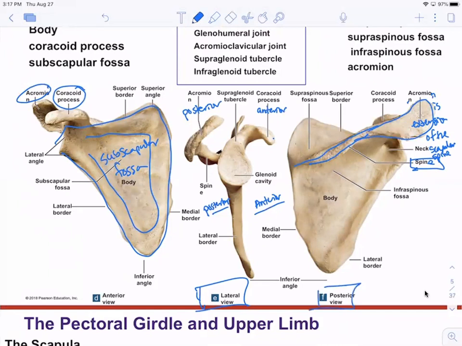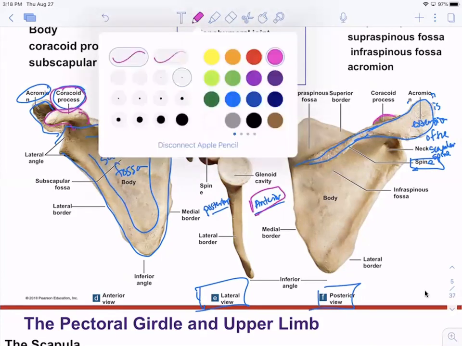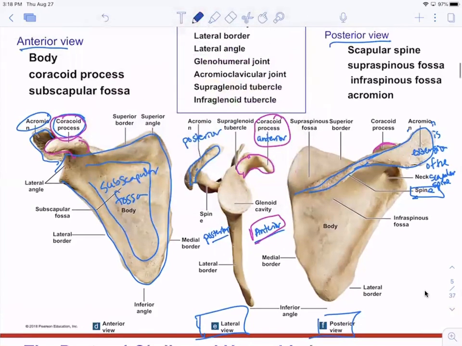This is posterior view. So you can see the acromion from the lateral view, posterior view, and then again, it's posterior. Coracoid process, anterior, right, because this is anterior, and then you can see it kind of in the front, anterior. All right, so coracoid process, subscapular fossa.